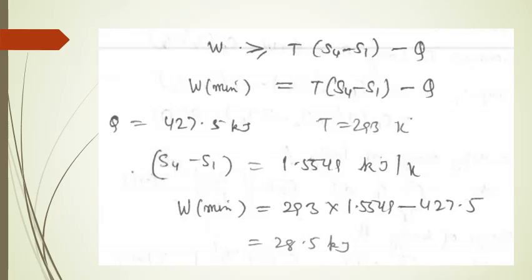W is greater than or equal to T into S4 minus S1, minus Q. Now this expression says that work will be minimum if the equality sign is there. So the minimum work is equal to T into S4 minus S1, minus Q. The value of Q is equal to 427.5 kilojoule. T is equal to 293 Kelvin. So the value of S4 minus S1 is equal to 1.5549 kilojoule per Kelvin. And the amount of minimum work after putting all the values comes out to be 28.5 kilojoule.